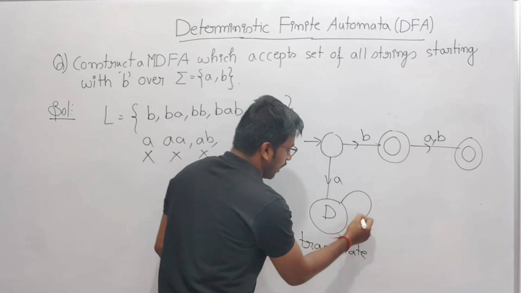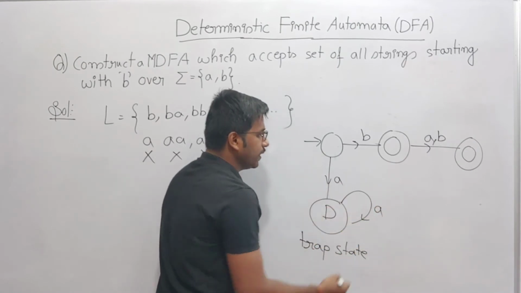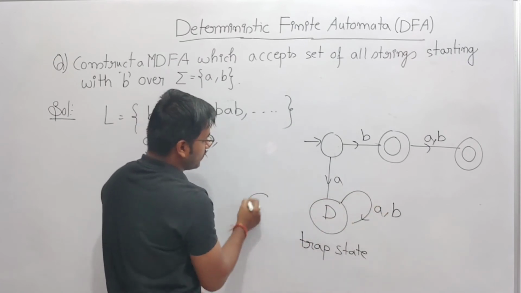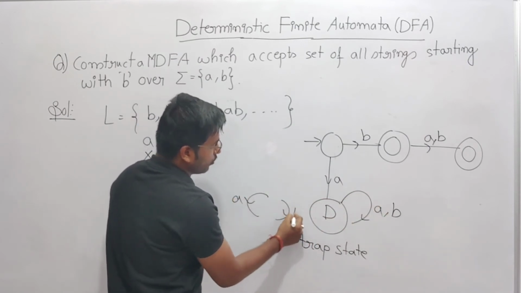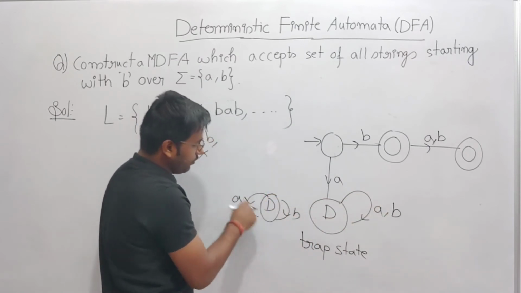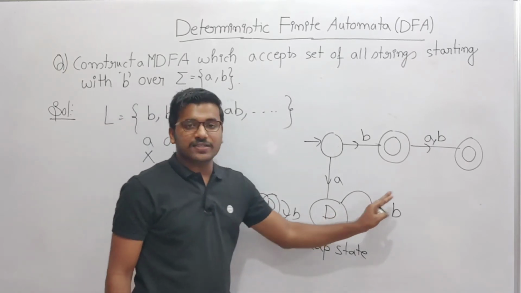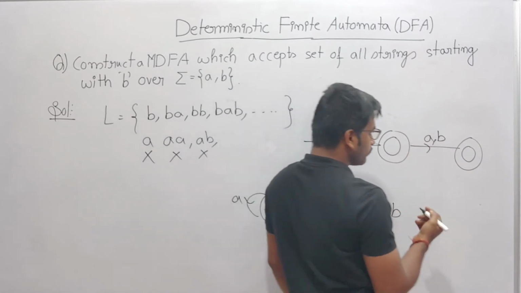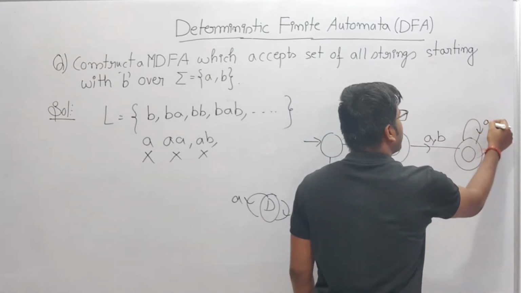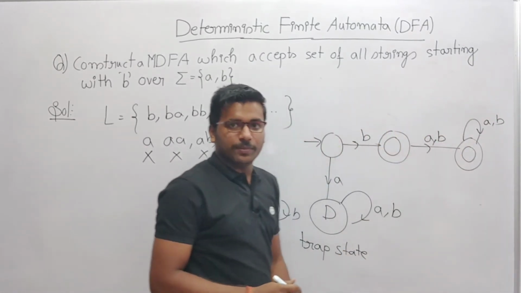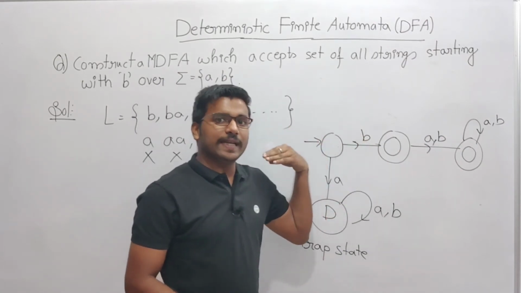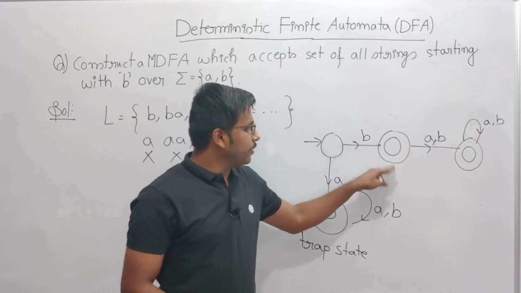If you are getting A, stay there only. If you are getting B, stay there only. I am giving this with a comma, which means by getting A also, by getting B also. You can give the transition with a comma if it is the same, like here A comma B. Now here also, by getting anything you will be in the final state because it will get accepted. Since you have started with B, after getting anything it will be accepted, because it belongs to this language.